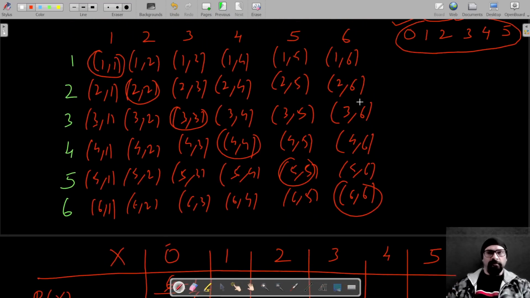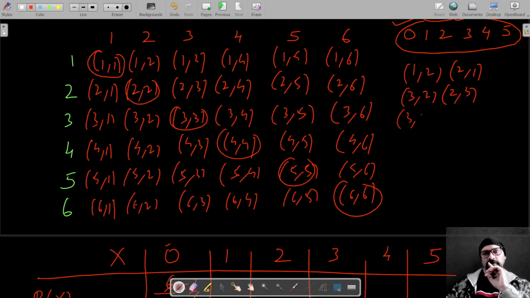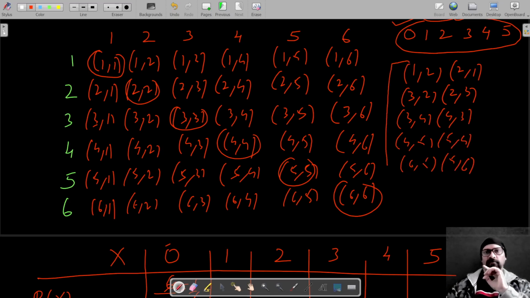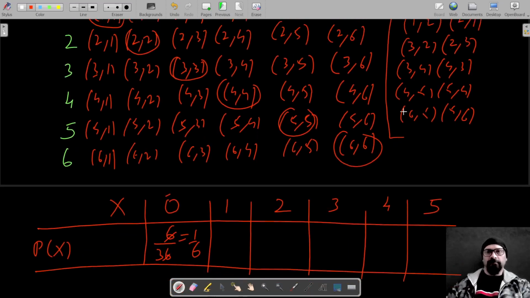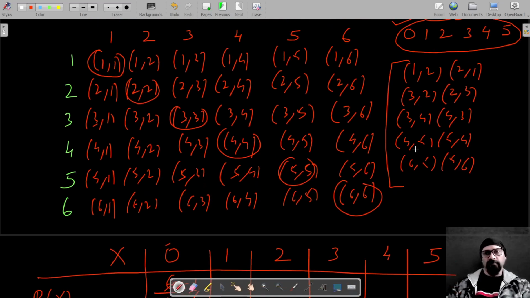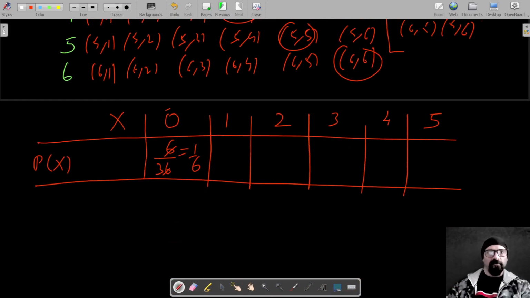Now, for difference 1 we get the outcomes 1 2, 2 1, 2 3, 3 2, 3 4, 4 3, 4 5, 5 4, 5 6, and 6 5. For all these outcomes the absolute difference would be 1, and these are 10 outcomes. So 10 out of 36, which gives 5 by 18.